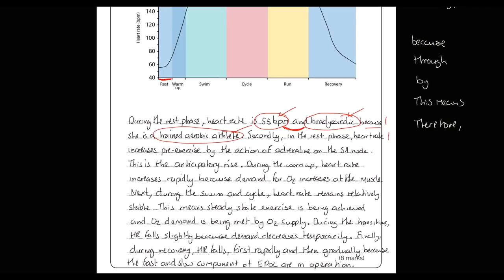Secondly, so I'm breaking it down now into the next chunk. Secondly, comma, in the rest phase, comma. Notice the use of commas here. Get it right, please. Heart rate increases pre-exercise by the action of adrenaline. Two things there. I say adrenaline acting on the SA node. Look at my explaining language, in this case, my analyzing language. I'm saying it happens by this happening. So action of adrenaline on the SA node. This is the anticipatory rise. Okay, possibly another mark. Let's connect those up and let's be harsh on ourselves and not give us an extra one.